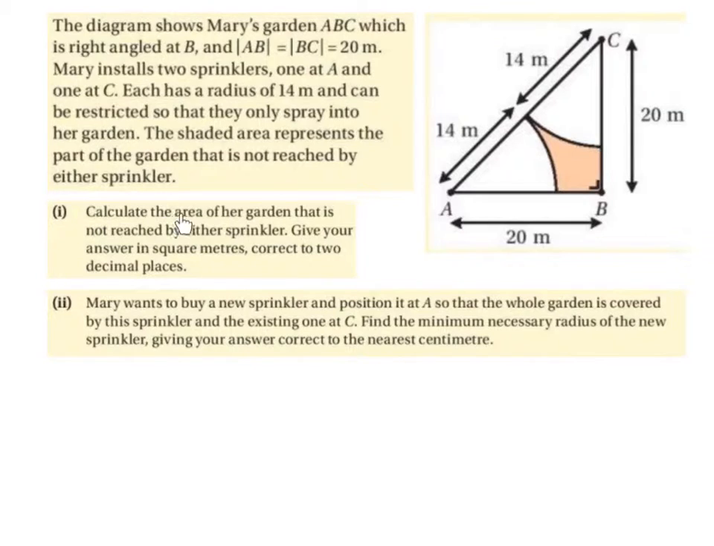Part 1, calculate the area of her garden that is not reached by either sprinkler. So calculate the area of the orange piece. Give your answer in square meters, correct to 2 decimal places. Part 2, Mary wants to buy a new sprinkler and position it at A so that the whole garden is covered by this sprinkler and the existing one at C. Find the minimum necessary radius of the new sprinkler, giving your answer correct to the nearest centimetre. So for part 2, we're trying to find the radius.